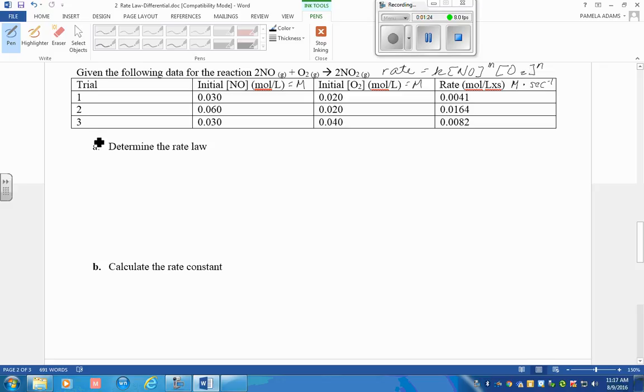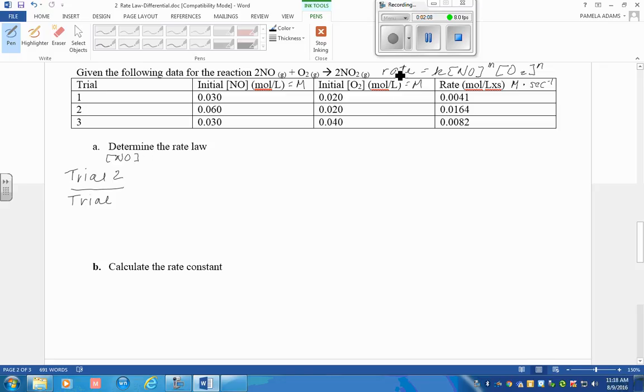I will look first for NO, and I am going to be looking at experimental trials where NO changes and O2 does not change. That allows me to see how changing the concentration of NO affects the rate. If both reactants were changing, I couldn't tell which one was affecting the rate. So I am going to compare trial 2 to trial 1. I'm going to put trial 2 on top so my numbers look good. So trial 2 will be compared to trial 1 to tell us at what order NO is.